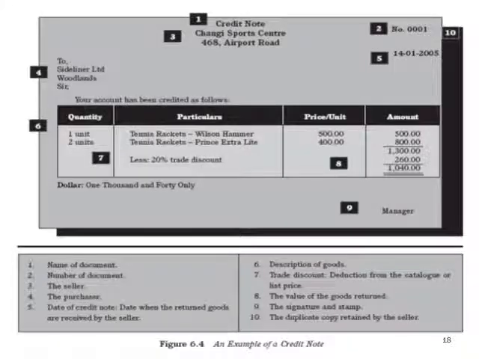This is an example of a credit note. You will have the information on the name of the seller and purchaser, date of the credit note, and the descriptions of the goods with the amount involved. These credit notes will become the source documents to record the transactions in our accounting books later.